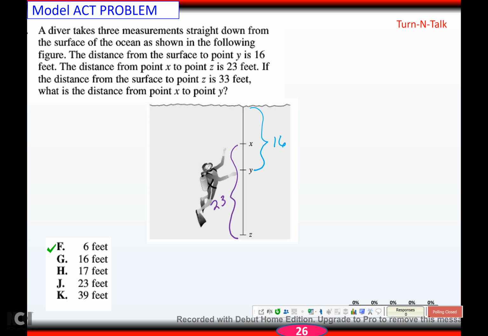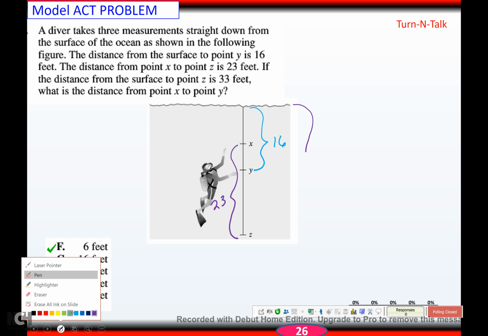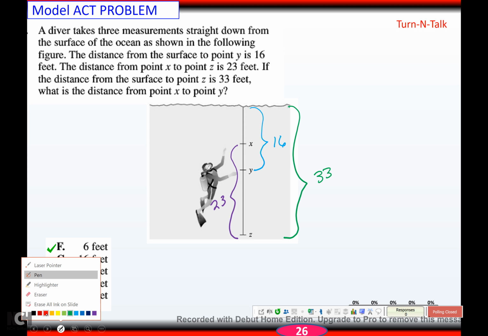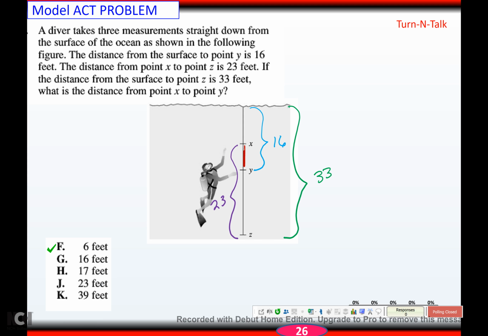And the distance from the surface all the way down to point Z is 33 feet. Well, let's see. What do we want to find? We want to find the distance from point X to point Y. So we want to know this distance right in here. This is what we're looking for.